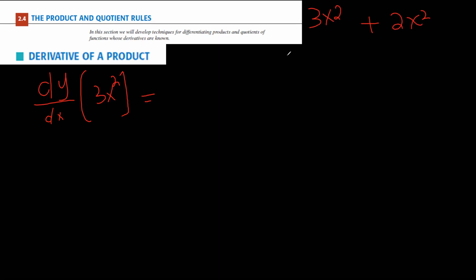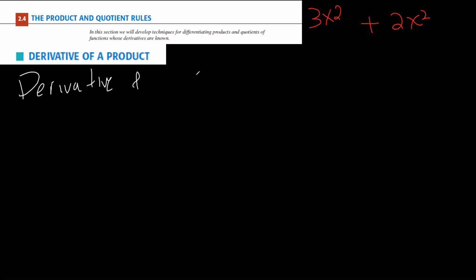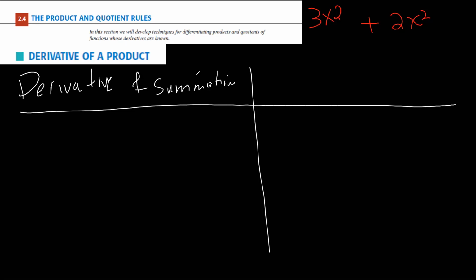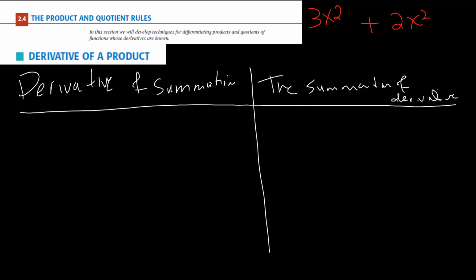So one of you wants to find the derivative of the summation, and the other wants to find the summation of the derivatives. Let's start now with the first one. The first one wants to find the summation first, then the derivative.